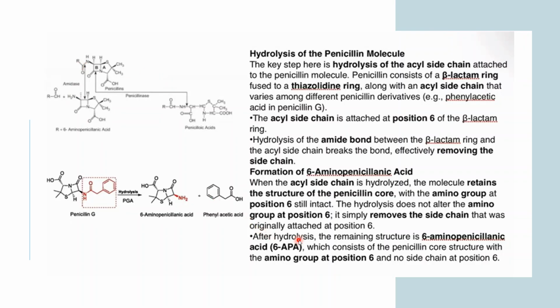So after the hydrolysis, the remaining structure is 6-APA, that is 6 amino penicillinic acid. This structure is known as 6 amino penicillinic acid, which consists of penicillin core, that is beta lactam ring and thiazolidine ring. So the penicillin core remains intact with the amino group at position 6 and no side chain at position 6. There would be no side chain present at the position 6, only the amino group will be present after the hydrolysis of penicillin.